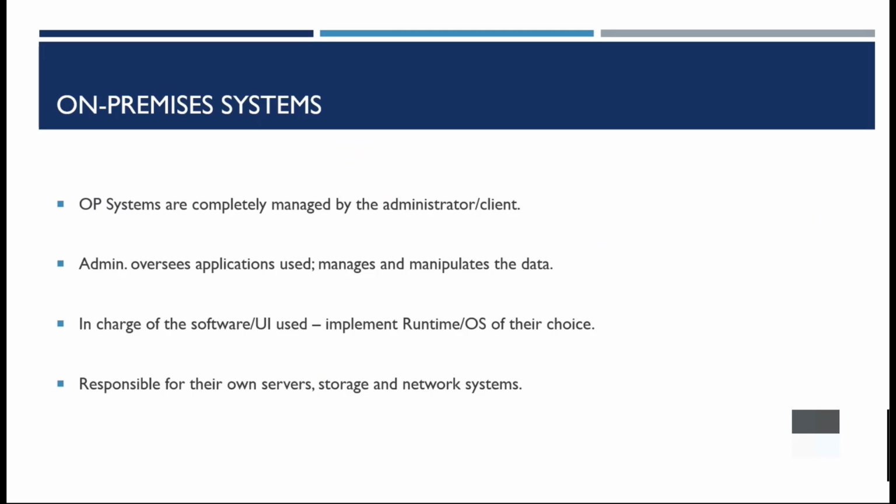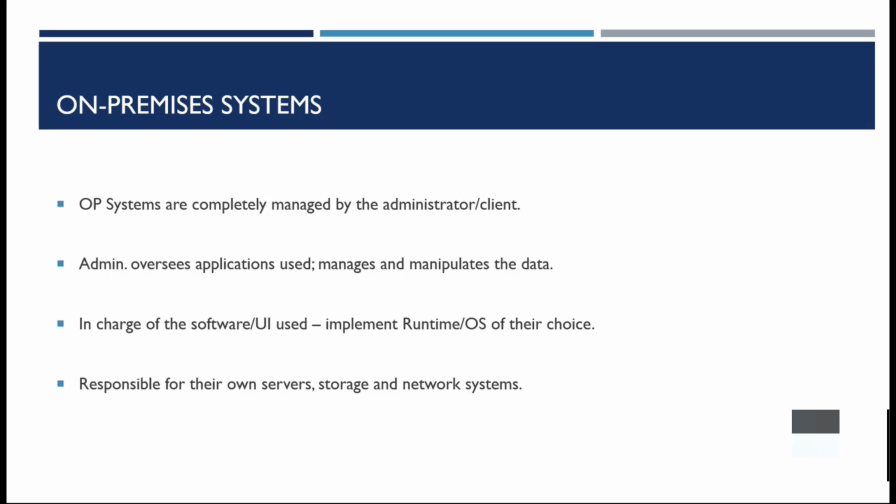So we start with on-premises systems. On-premises systems are completely managed by the administrator or the client. It's the systems administrator that oversees all the applications that are used. They're also responsible for managing all the data that comes and goes, and in charge of all the software and the user interface. That's why they're able to implement their own runtime or operating system of their choice. They're also responsible for the storage, the servers and the network systems in the organization.